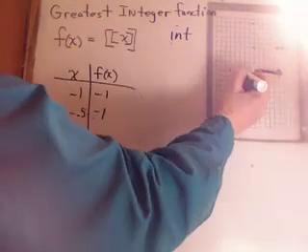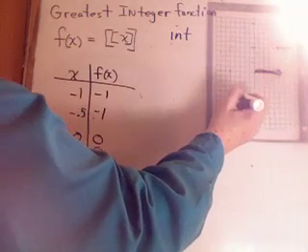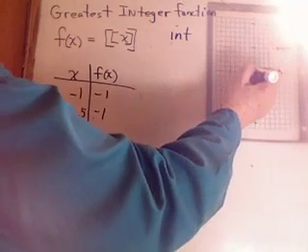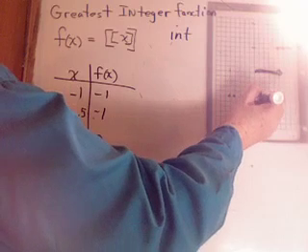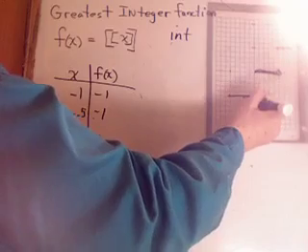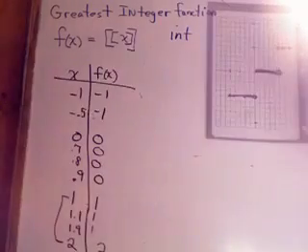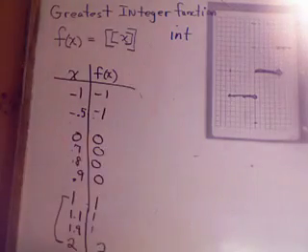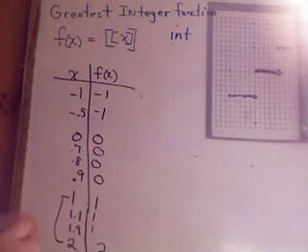But what about before negative 1? Negative 0.9 down here. Negative 0.5 down here. Open circle on this end, because at 0, I plot 0. So there's an example of what the greatest integer function looks like on your graph.